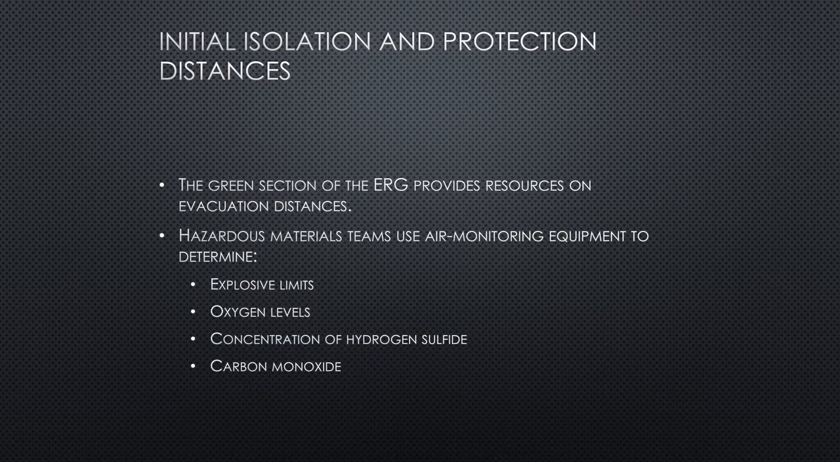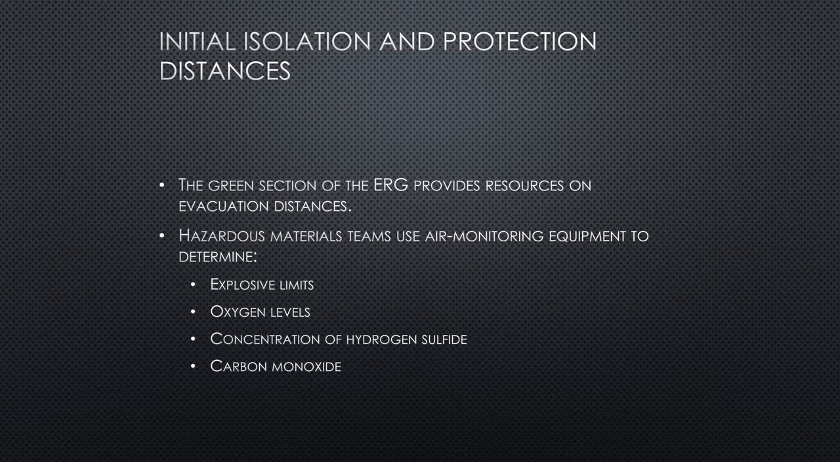The green section of that ERG, if you download it and use it as an app, also has color-coded sections. And that green section of the ERG provides the most accessible resource on evacuation distances. So there's a lot of information. We already talked about initial isolation and evacuation distances. It identifies and outlines predetermined evacuation distances and basic action plans for chemicals based on the actual size of the spill or an estimate of that size.